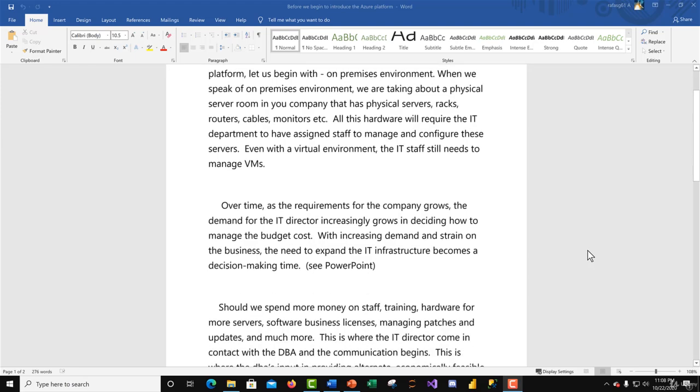Now, over time, as requirements for a company grow, the demand for the IT director increasingly grows in determining and deciding how to manage the budget costs. What I mean by that is, is it feasible to continue having a server room with all their hardware and all the associated staff and maintenance for that server room? With the increasing demand and the strain of this business, the need to expand the IT infrastructure becomes a decision-making time. So let's look at the PowerPoint demonstration of what I mean by that.